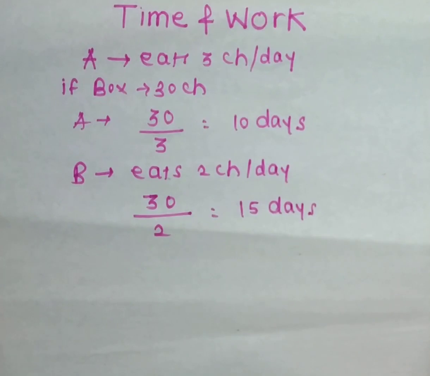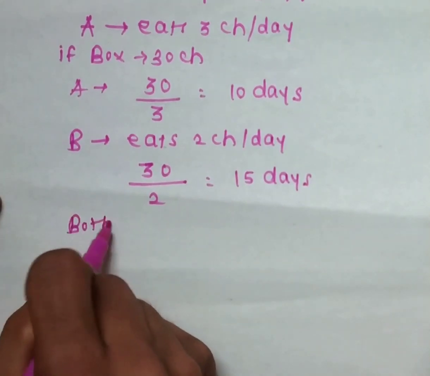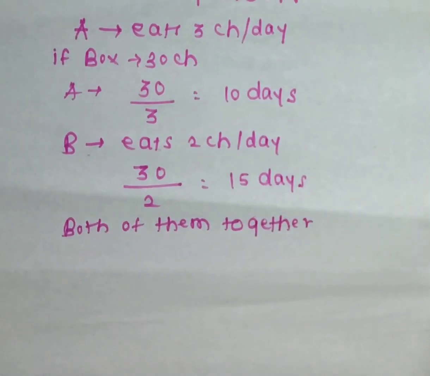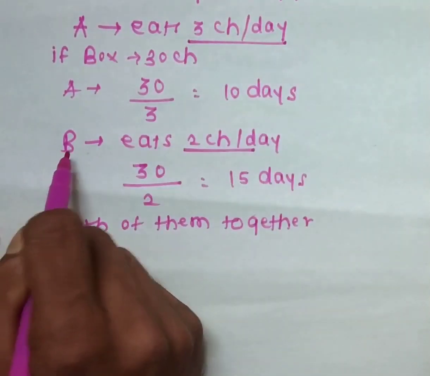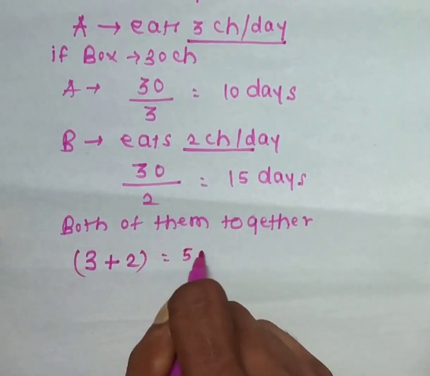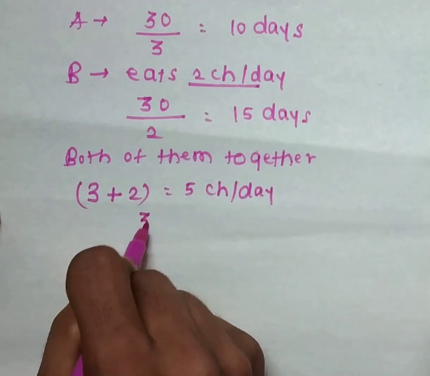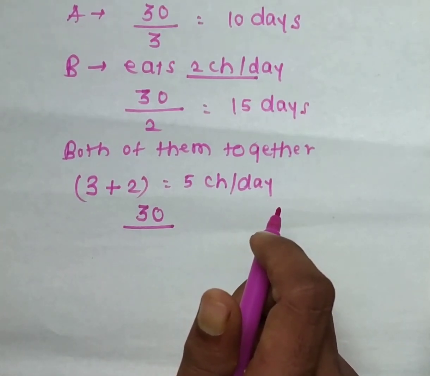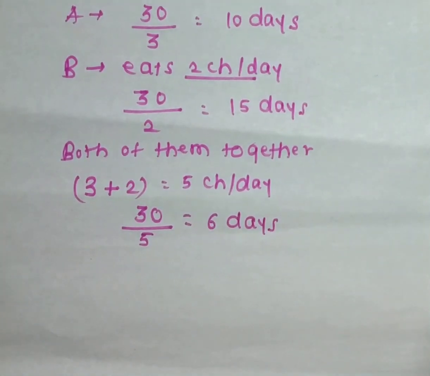And if someone asks you in how many days both of them together will complete all the chocolates, what do we do? If both of them together start eating chocolates per day, we know that A's speed is 3 chocolates per day and B's speed is 2 chocolates per day. So 3 plus 2 is equal to 5 chocolates per day will finish from the box. In how many days will all the chocolates get finished? The box contains 30 chocolates, and A and B together are finishing 5 chocolates per day. So 30 upon 5 is equal to 6: in 6 days both of them together will complete the work.